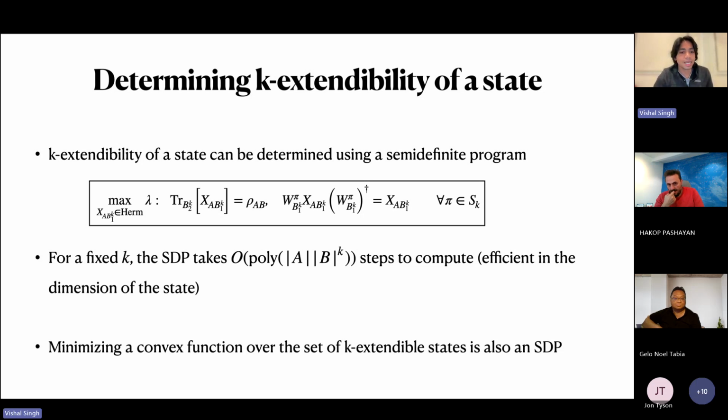And you can use this idea to actually minimize convex functions over the set of k-extendable states. For example, we often encounter things like the relative entropy of entanglement, right? So you have the relative entropy of a state with respect to a separable state, and you minimize over all separable states. So indeed, you cannot compute that because it would be NP-hard, but you can minimize over the set of k-extendable states, and that will give you an upper bound on the relative entropy of entanglement.